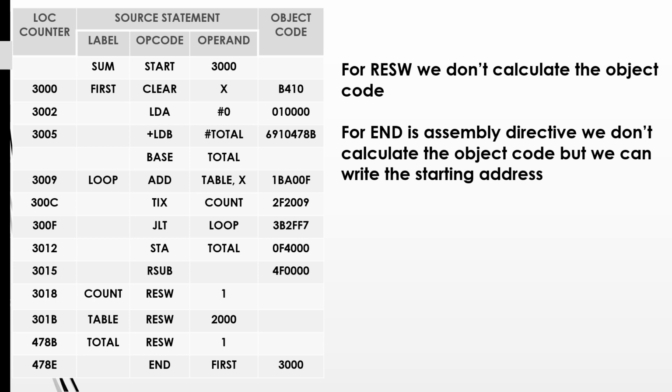Then coming to the next step, that is reserve word. For reserve word, we don't calculate the object code. Then coming to the next step, that is end. END is an assembly directive. We don't calculate the object code, but we can write the starting address, that is 3000, where we have the starting address as 3000 in the location counter. We'll write the same value here.